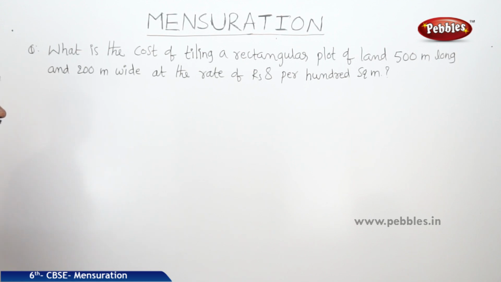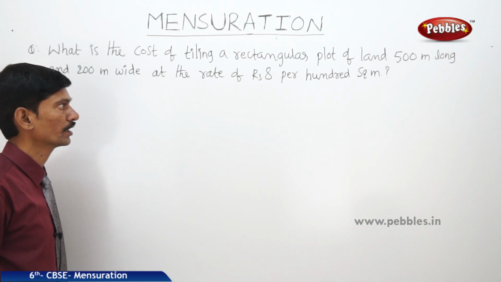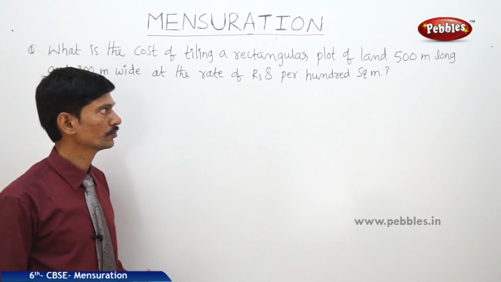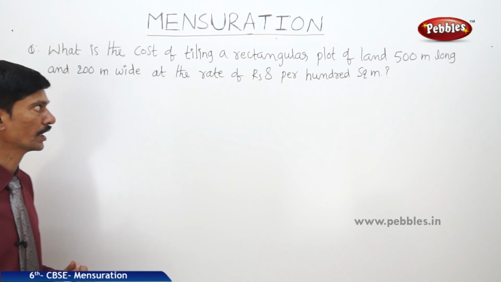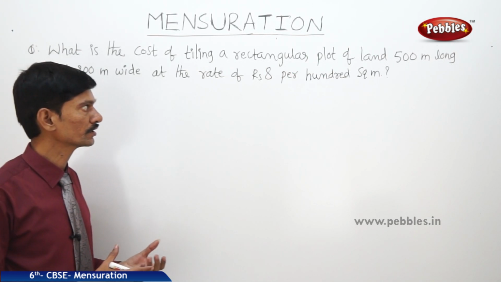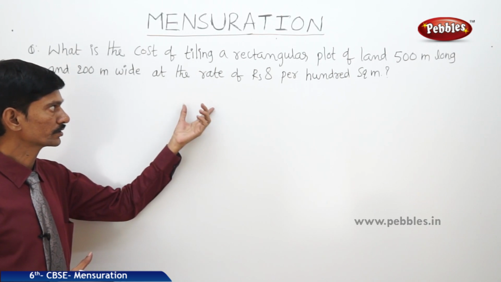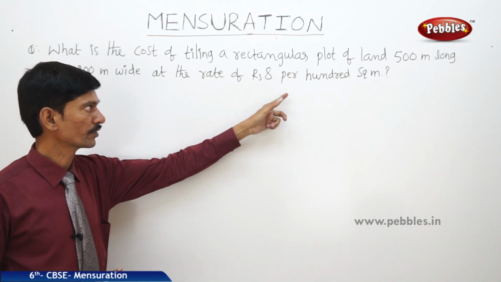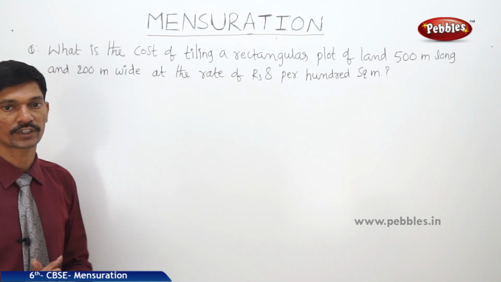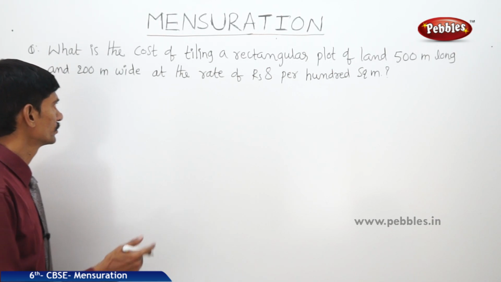What is the cost of tiling a rectangular plot of land 500 meters long and 200 meters wide at the rate of 8 rupees per 100 square meters? So there is a rectangular plot of land whose length is 500 meters and breadth is 200 meters, and the cost of tiling the plot per 100 square meters is 8 rupees. Then you have to find the cost of tiling the plot.